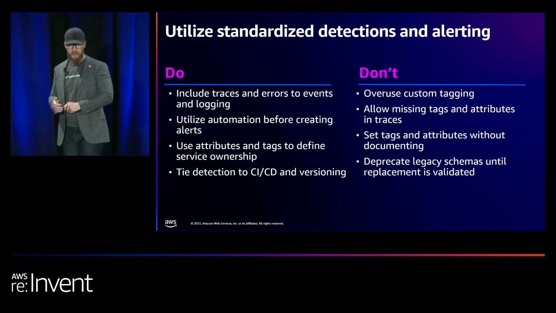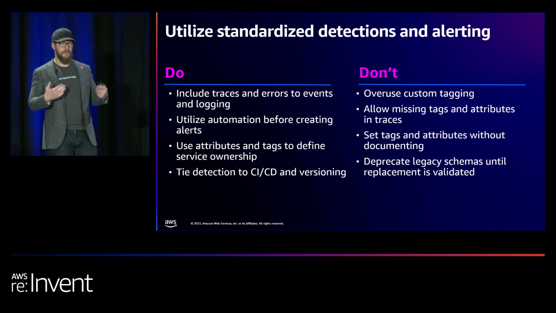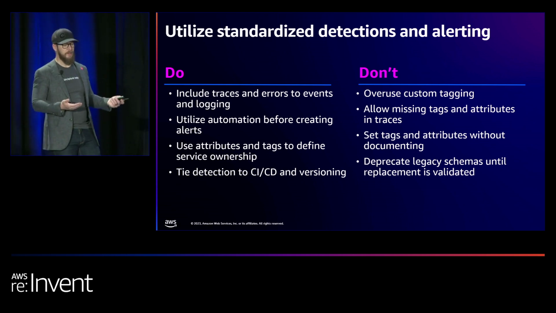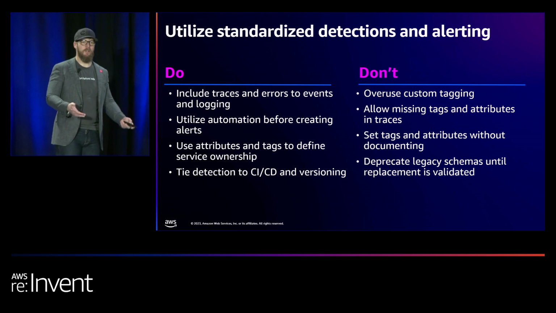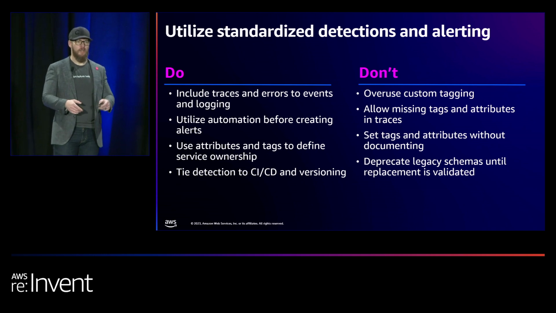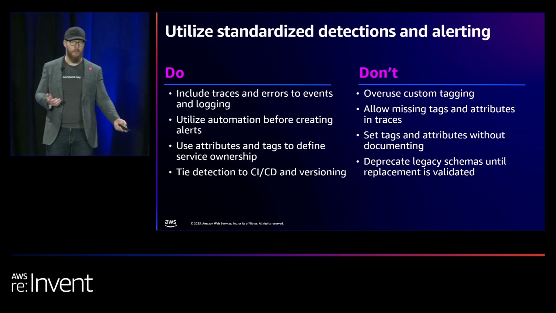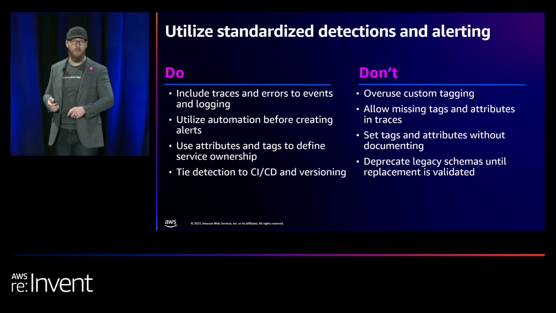So standard detections and alerting. Again, this is that MTTR, MTTD, MTTX piece. One thing that's a really good common practice is to include traces and errors in events and logging, right? So a good example of this is if you have an invalid request come through in a span during a trace in APM, you may want to include that span invalid request information in your logging so that you can tie that to something like an invalid API token, right? It gives you additional context and it allows you to follow the breadcrumbs all the way through across the 3 tiers of data.